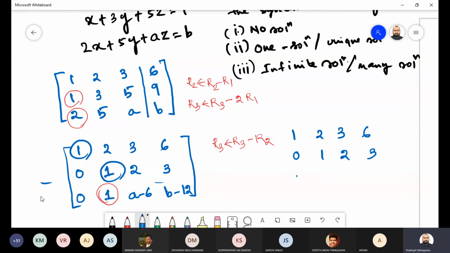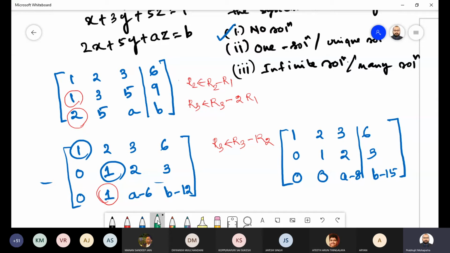Below the leading one should be 0. So 0 minus 0 is 0, 1 minus 1 is 0, then a minus 6 minus 2, so a minus 8. Then b minus 12 minus 3, that means b minus 15. This is your right hand side. Now you tell me, for what values of a and b does it have no solution? Tell me.